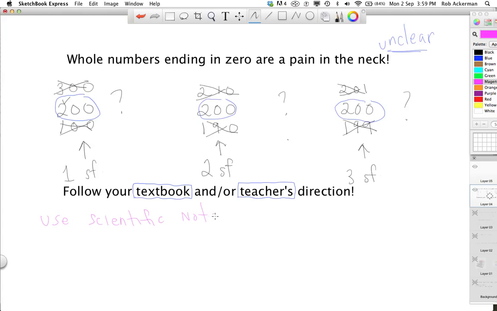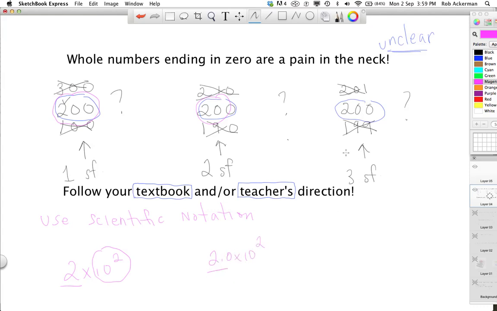Let me show you how you can use scientific notation to clear up the whole problem. If you want the 200 to have 1 sig fig, then write it this way. Done. 1 sig fig. Remember, this doesn't count for sig figs, it just tells you where the decimal place is. If you want it to have 2 sig figs, then just write it like this.